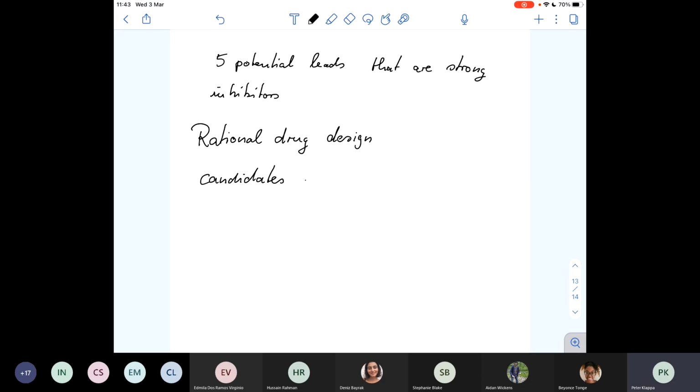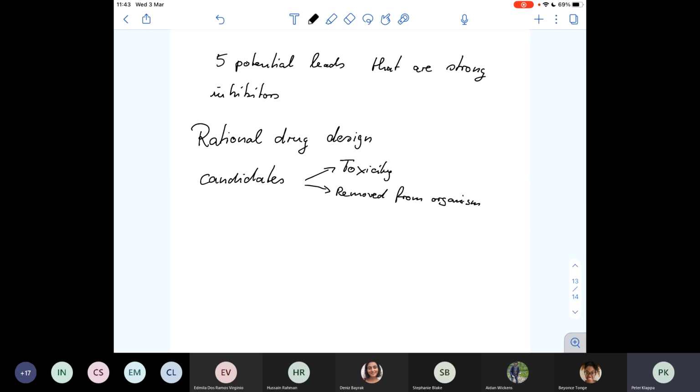So we need to identify what is the toxicity of this compound. How quickly is it removed from the system? Removed from organisms. So the clearance, for example. Now, if a particular candidate is found to be very, very toxic, then obviously we can't use it.